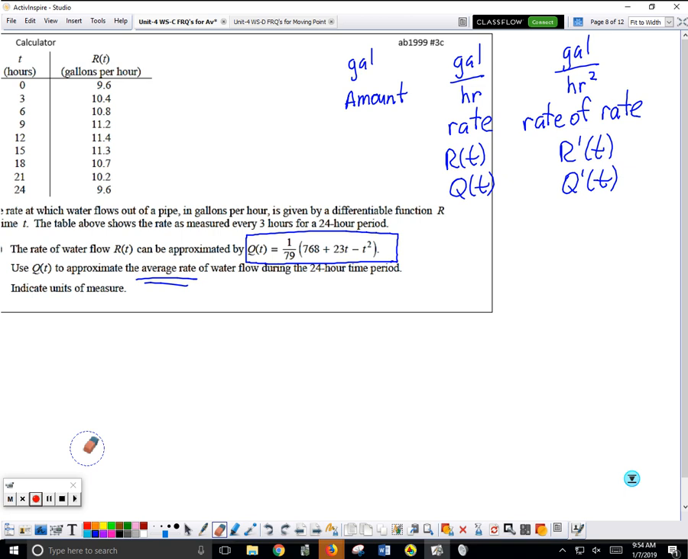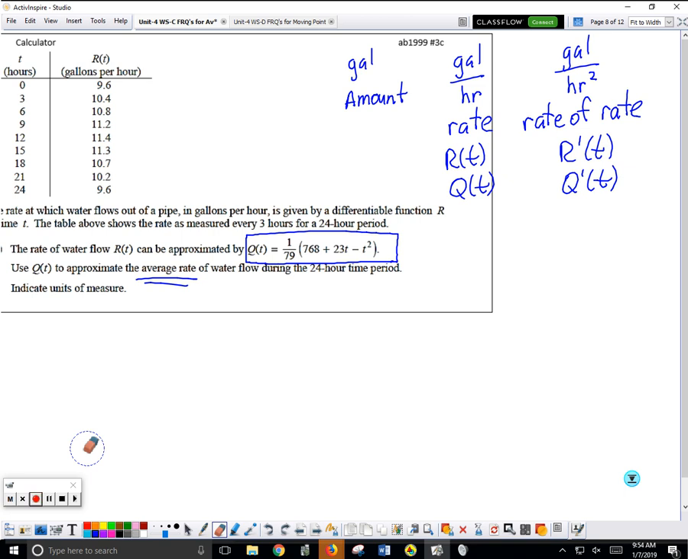Okay, another classic AP technique. They gave you the table. So the table shows different values of R, different rates at which water is leaving this pipe. Then they say the rate of water flow can be approximated by this equation. So if you type this equation in your calculator and make a table from 0 to 24, the calculator table will look pretty close to this. This equation is an approximation of this. That's why it's crucial you read slowly on the AP test.